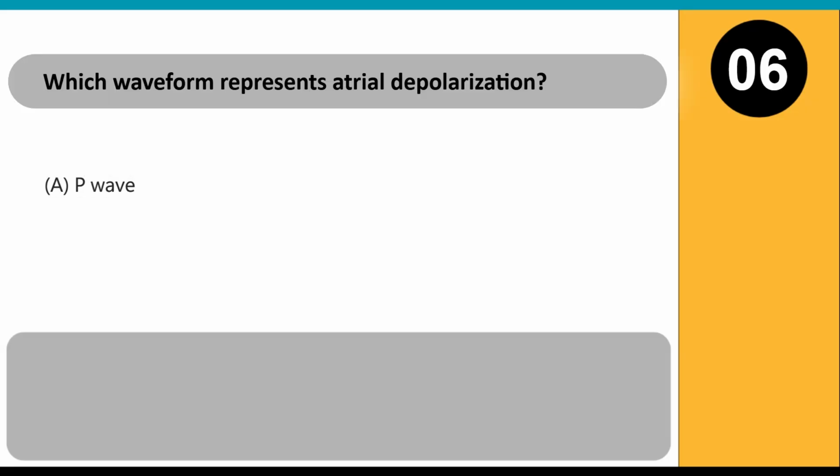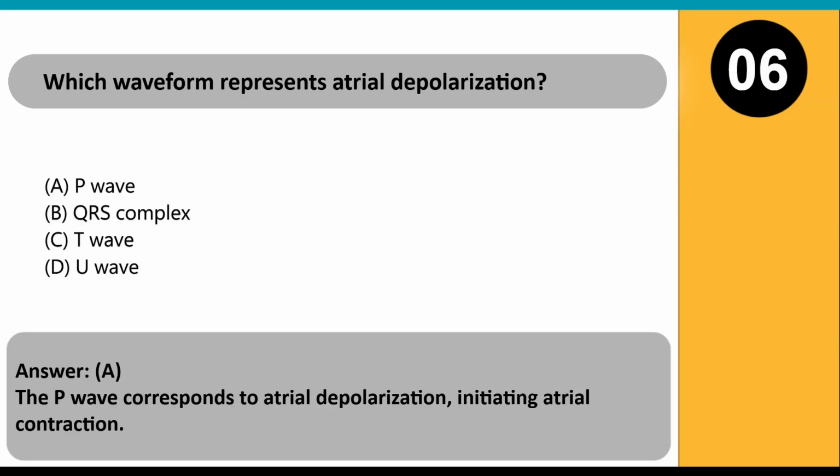Which waveform represents atrial depolarization? A. P wave. B. QRS complex. C. T wave. D. U wave. Answer A. The P wave corresponds to atrial depolarization, initiating atrial contraction.